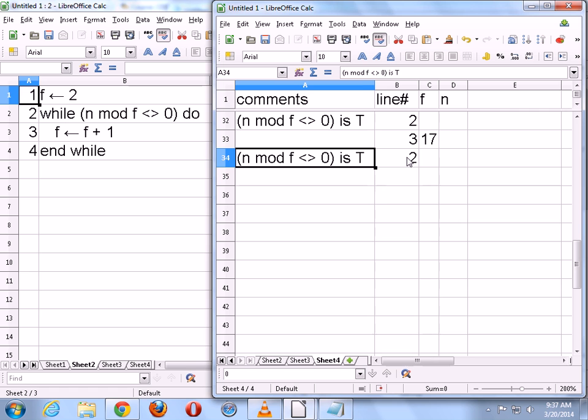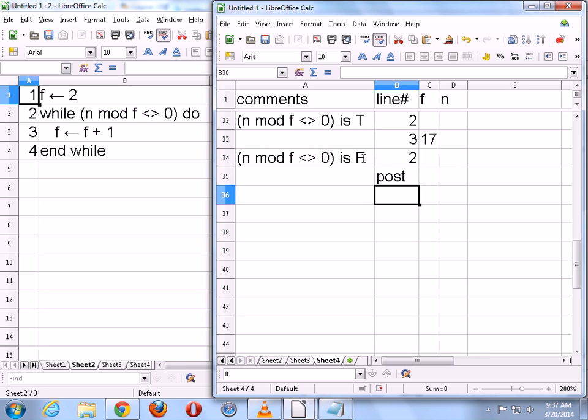At this time, when I get back to line 2, I'm checking n mod f again. This time n is 17, and f is 17 as well. What is the remainder of 17 divided by 17? 0. And 0 is different from 0. It's false. Okay, cool. Now we're done. So it does correctly identify that 17 is a prime factor of 17, except it's kind of tedious.